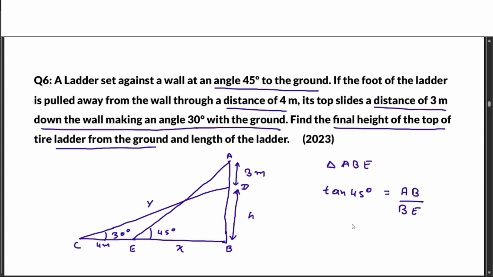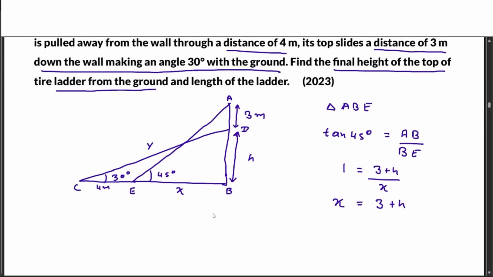Now, we know tan 45 is equal to how much? 1. And AB we have been given how much? That is 3 plus H. And BE is not given, so we can write BE as X. We have taken BE as X, so we can substitute. Now you can say X is equal to how much you will get? 3 plus H.